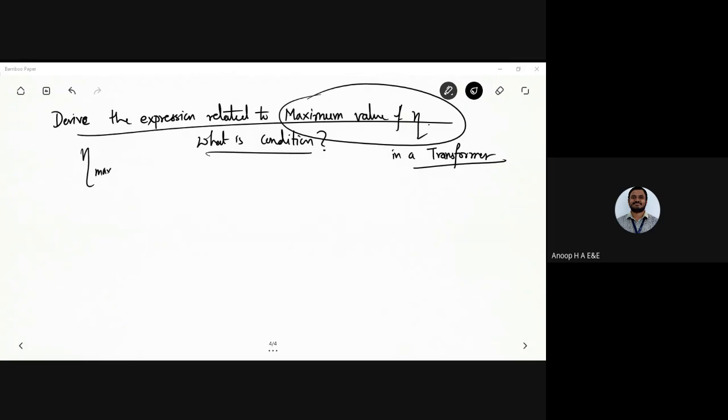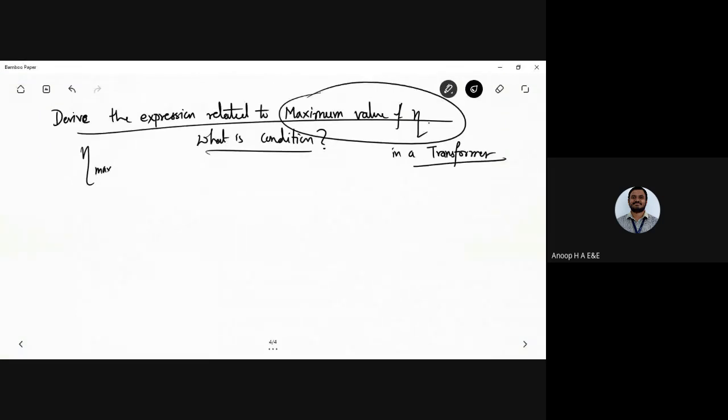What is the maximum value? I mean, maximum efficiency. So how do you define input? Input would be equal to output plus losses, right?